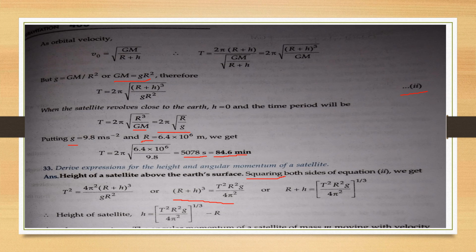Now take the root and we get the value for r plus h. After getting the value for r plus h, take r to the other side and we get the answer for the height of the satellite. So this equation specifies the height of the satellite, and the height of the satellite is given by T square r square g divided by 4 pi square, to the power 1 upon 3. Here 1 upon 3 arises by taking the cube root on both sides of the previous equation, and this term gets minus r. So this is the result for the height of the satellite.